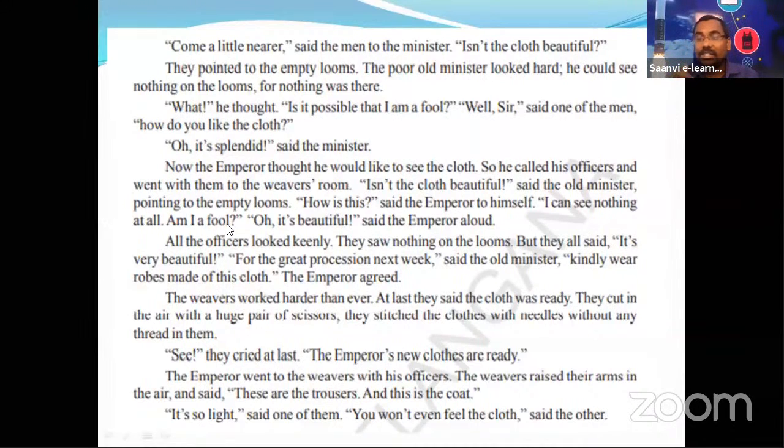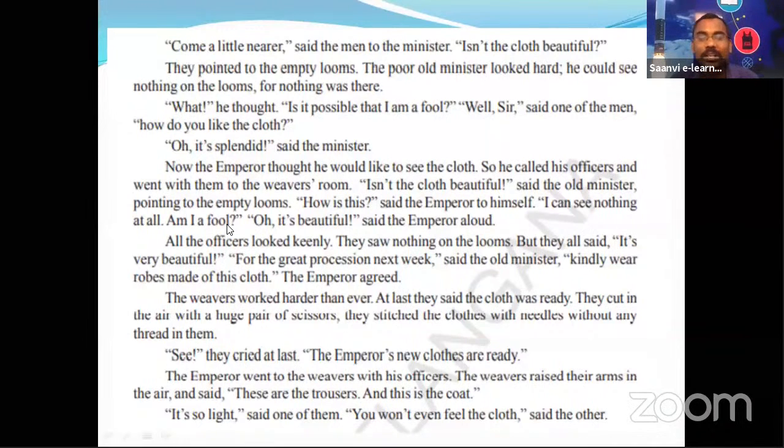The weavers just pretended. They just acted like they were working. They worked harder than ever. At last, they said the cloth was ready. Finally, the cloth was ready. Actually, did the weavers make the cloth? They didn't do anything. They simply said that only the wise men can see it. They started weaving something. They pretended to weave. Actually, there was no dress on the loom.